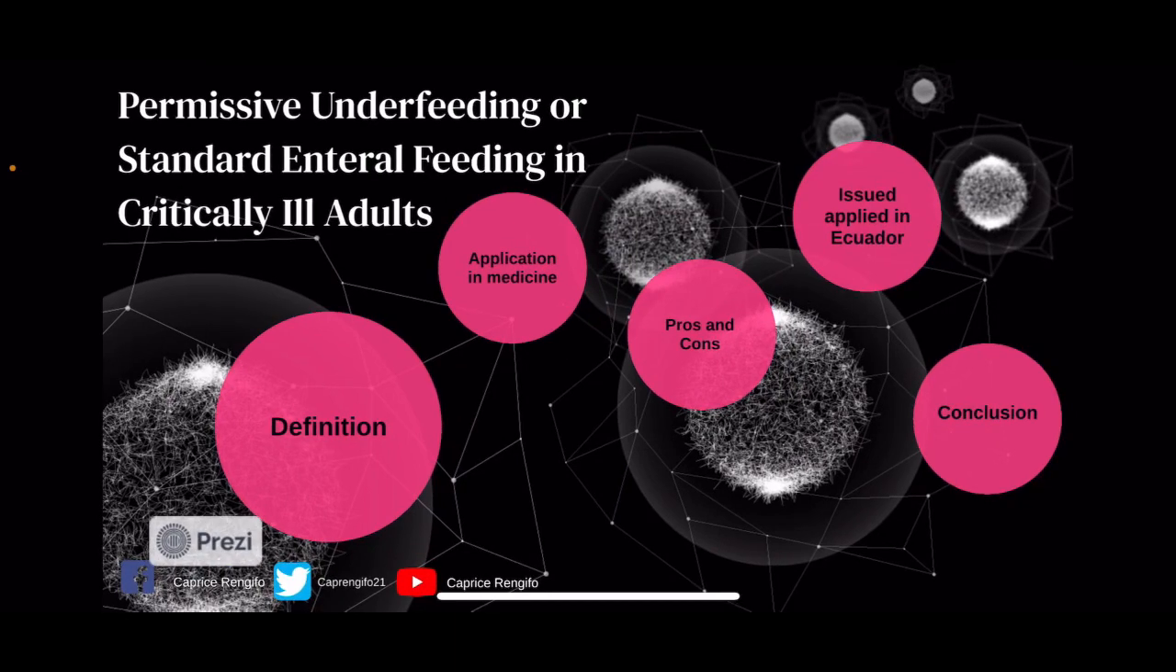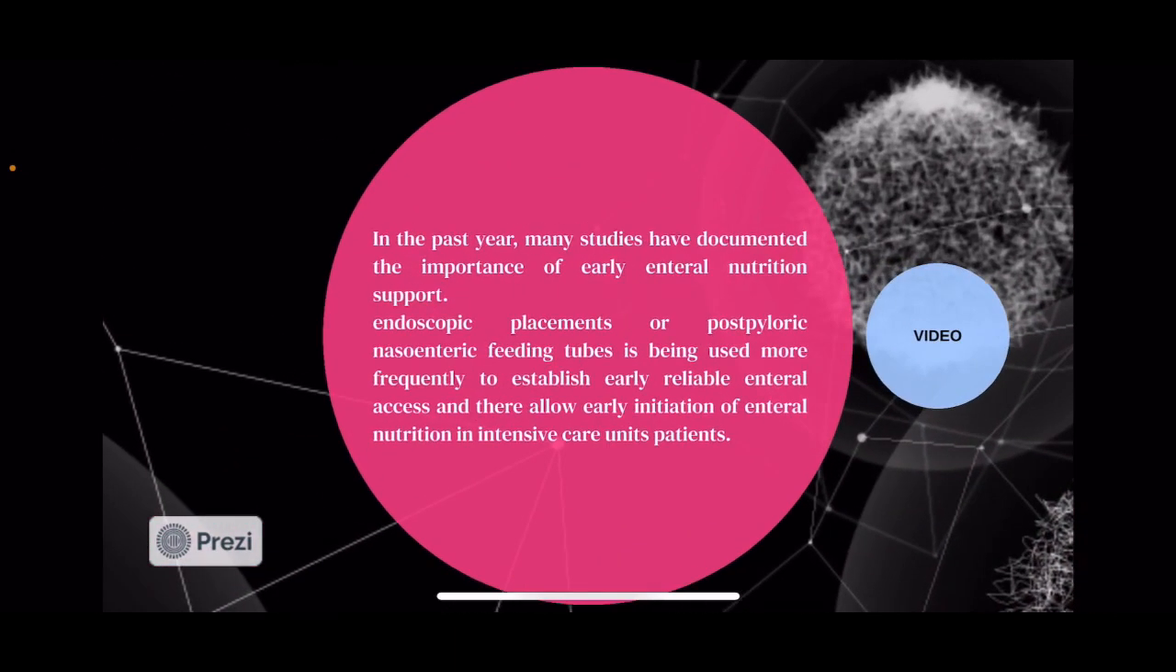Application in medicine. In the past year, many studies have documented the importance of early enteral nutrition support. Endoscopic placement or post-pyloric nasoenteric feeding tubes are being used more frequently to establish early, reliable enteral access and allow early initiation of enteral nutrition in intensive care unit patients.